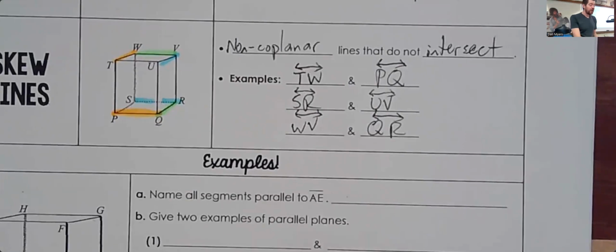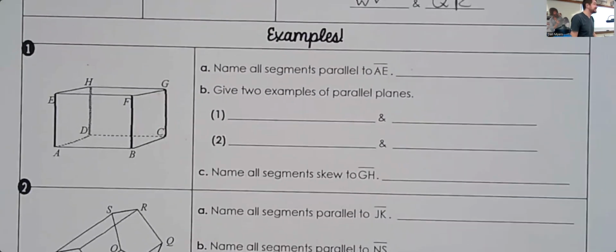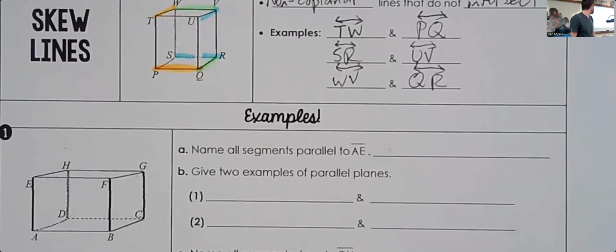So what we have to do to finish off this page here, we're just going to be naming examples of the things that it tells us to. Like I said, this lesson is very much like the very first lesson at the beginning of the year where we learned how to name points and lines and planes. Now we're learning how to name parallel lines, parallel planes, and skew lines. So let's have a look at number 1A.